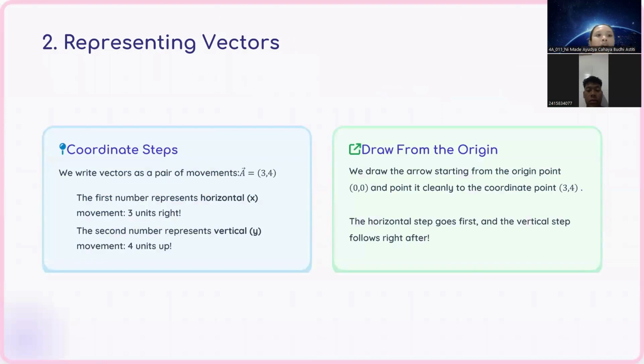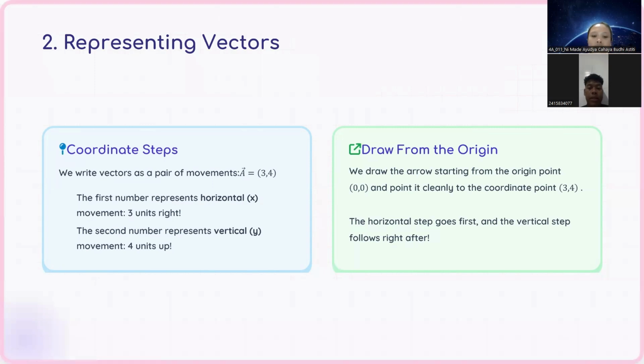Next, we have representing vectors. A vector can be represented using coordinates. For example, vector A equals (3, 4). This means 3 units in the horizontal direction and 4 units in the vertical direction. Usually we draw the vector from the origin point, which is (0, 0), and move to the point (3, 4).